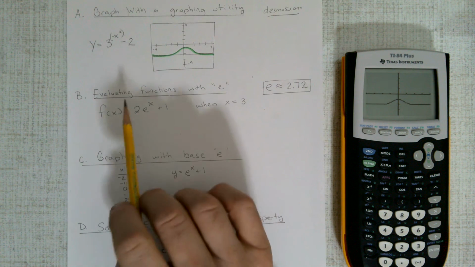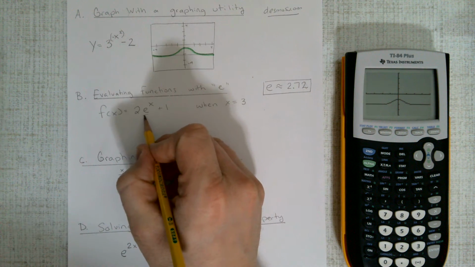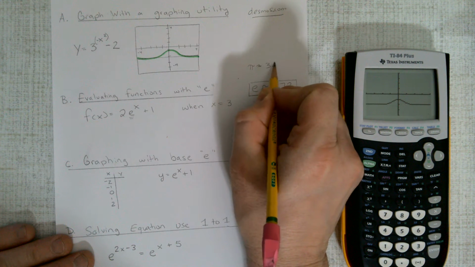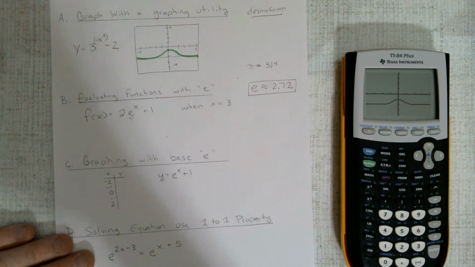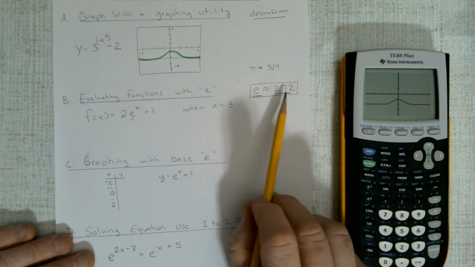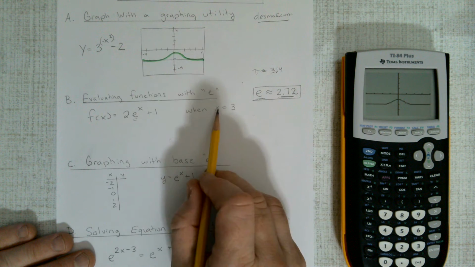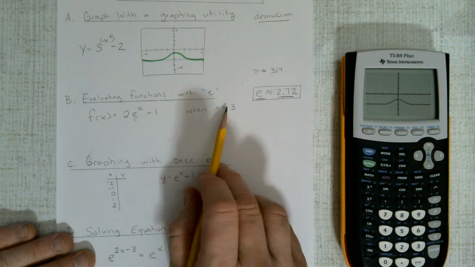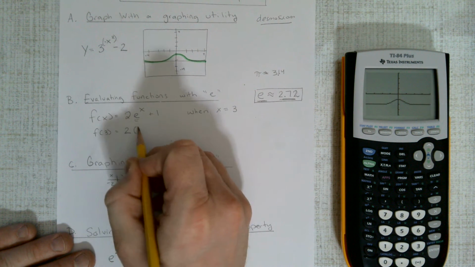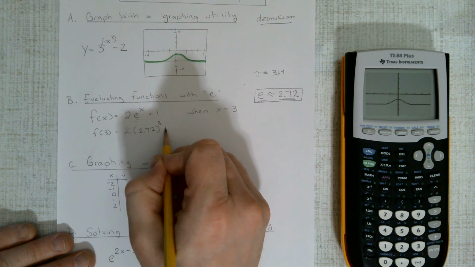Alright, second thing we want to do is we're going to evaluate functions with the number e. This is a number here, just like the number pi is about 3.14. A number that we're going to work with a lot is the number e. We'll talk about where it comes from, but for right now, just know that e is about 2.72. So if we had to find the function's value when x is 3, we plug in 3 here, and we go 2 times 2.72 raised to the third power plus 1.